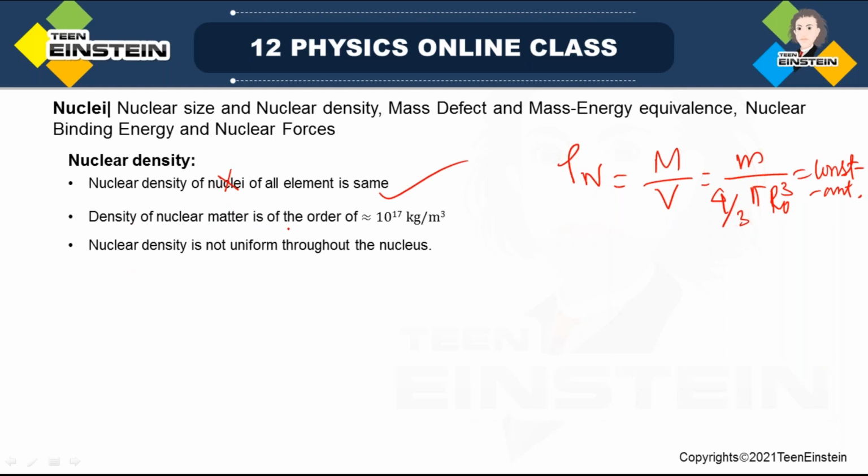And then, nuclear density for matter is of the order of 10 to the power 17 kg per meter cube. So this is a huge density. This value is really a huge number. And you know, this kind of density you will be able to see in neutron stars, etc. In these cases, the temperature will be very high inside the neutron stars.